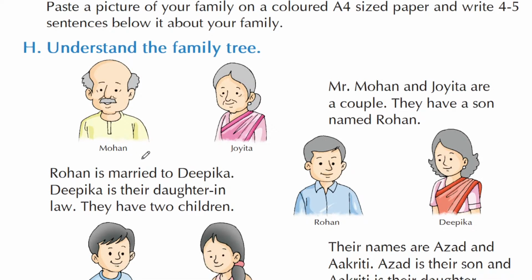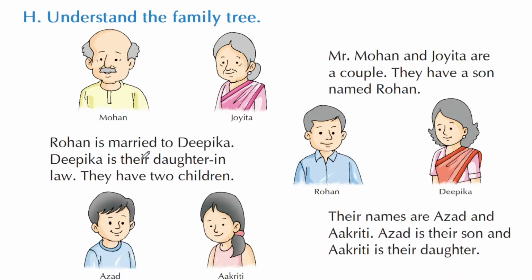Now in question number H, you have to understand the family tree. It is given in a cartoon form and there is some information given about this family. Let's read it out. Mr. Mohan and Joita are a couple. So this is Mr. Mohan and this is Joita. They are a couple. They have a son named Rohan.